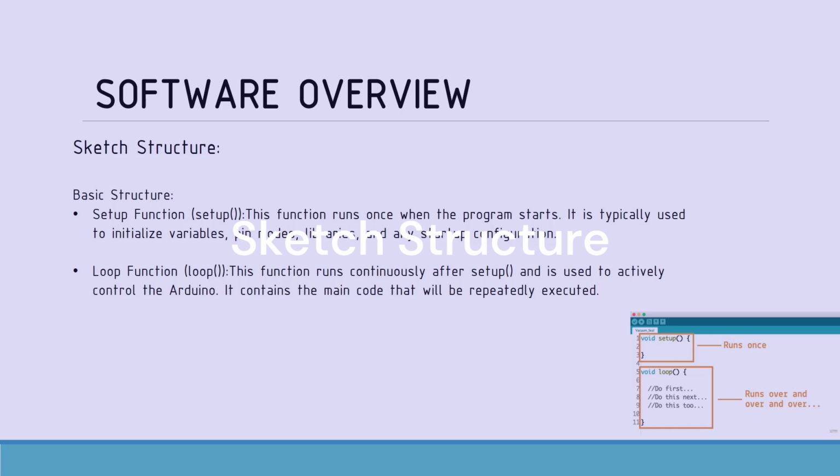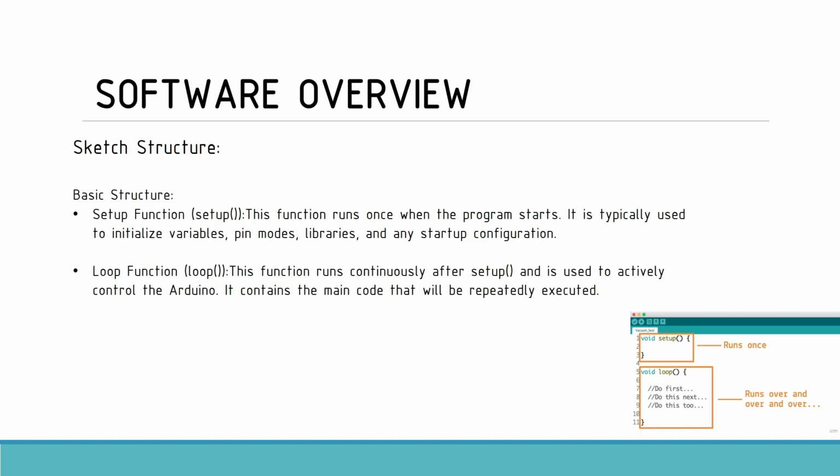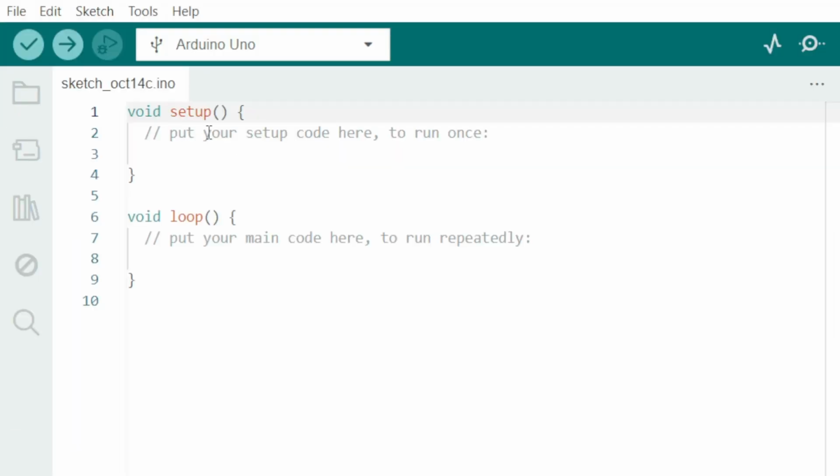Now we will talk about the sketch structure. The code that we write consists of two main parts. The first part is the setup function. This function is where you set things up, like configuring pin modes, initializing libraries, and starting serial communication. It runs one time when the Arduino starts. What about the loop function? This function contains the code that runs repeatedly, and it's where you put the core functionality of your program.